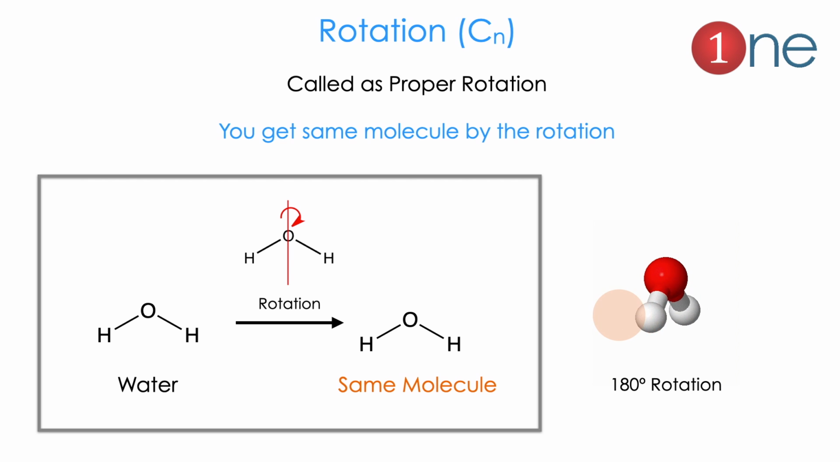Now let us understand rotation first. The rotation is also called proper rotation. Rotation means you get the same molecule by the operation of rotation. Here the animation can help, but literally how can we write it? Here is a water molecule, you rotate it to get the same molecule. So rotation means rotating a molecule to get the same molecule.